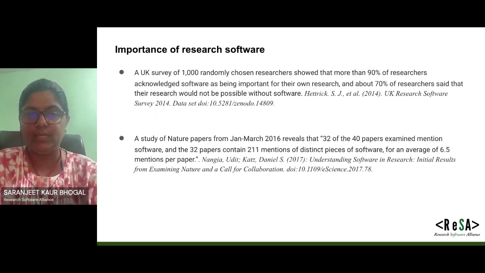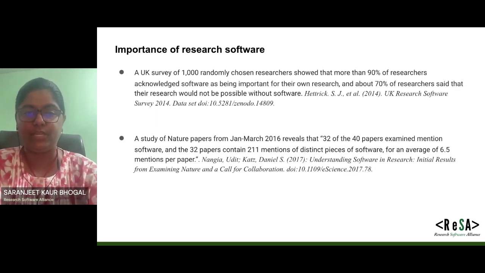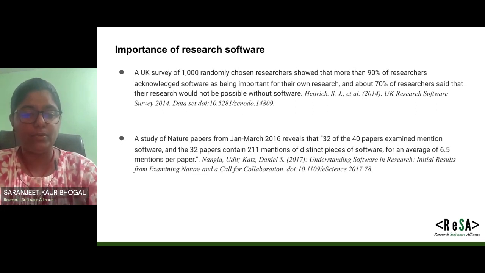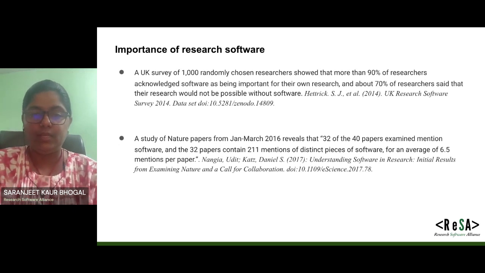Another study of Nature papers from January to March 2016 reveals that 32 of the 40 papers examined mention software. These 32 papers contain 211 mentions of distinct pieces of software, which is on average 6.5 mentions per paper. This was highlighted in the study called Understanding Software and Research: Initial Results from Examining Nature and a Call for Collaboration by Nangia Udit and Katz Daniel.